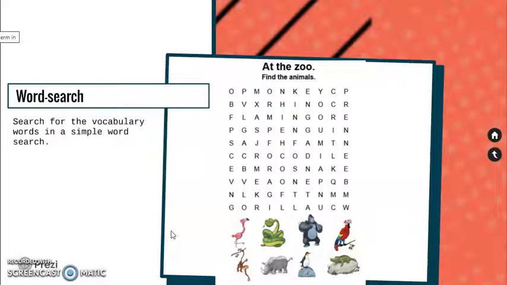But the trick is they have to know the animals because there are no words. So the first animal is a, then the second animal, the third animal, fourth, fifth, sixth, seventh, and eighth. There are a total of 8 animals there, and the students will have to remember the names in order to find the animals.